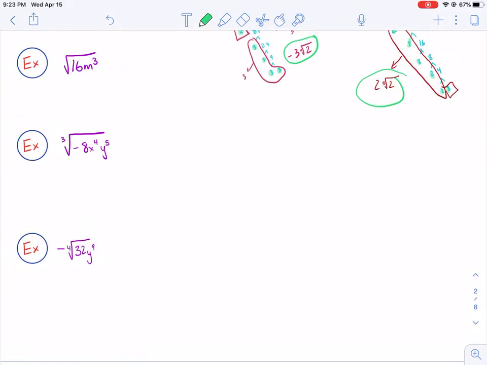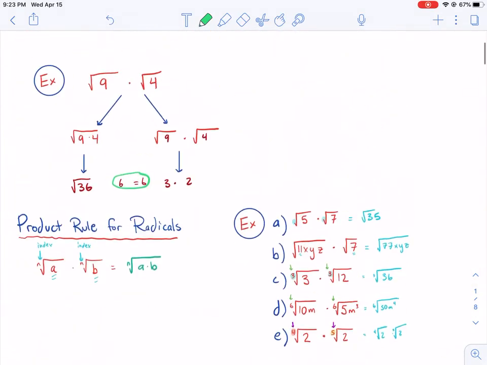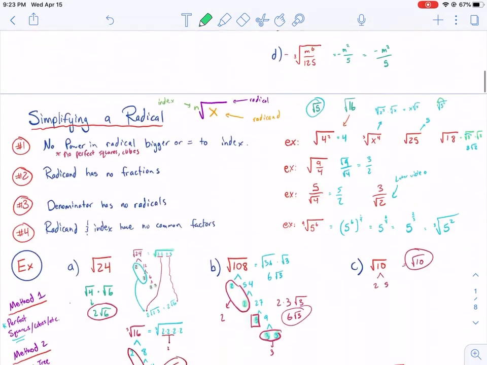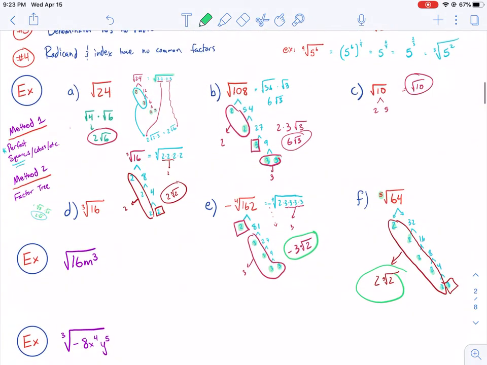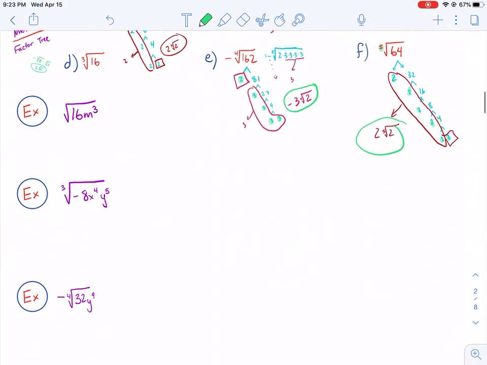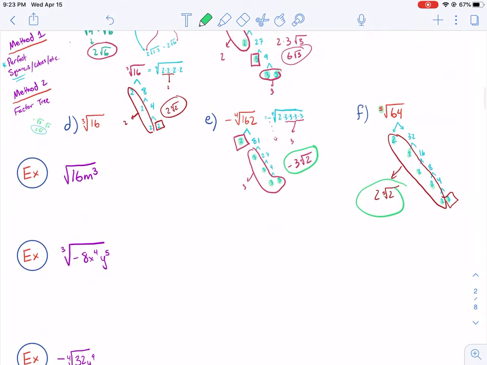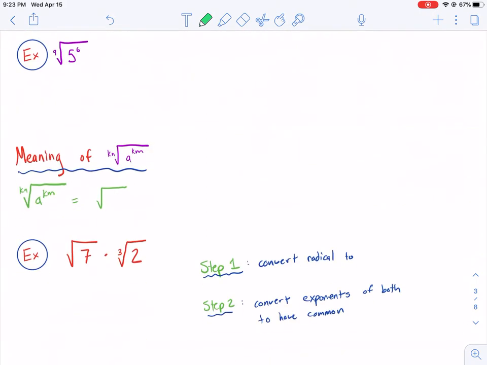Welcome back to all my viewers who have been watching part 1 and part 2 of Simplifying Radicals. We had a barn burner of a session last time with the examples A through F. We basically learned two methods, looking for perfect squares or going straight into the factor tree.